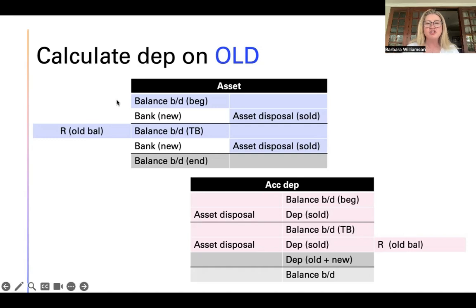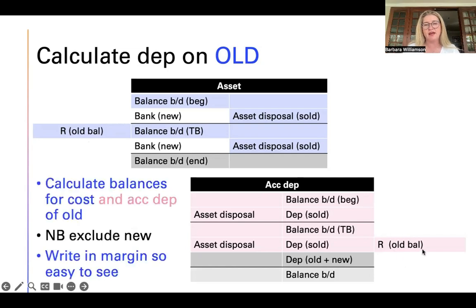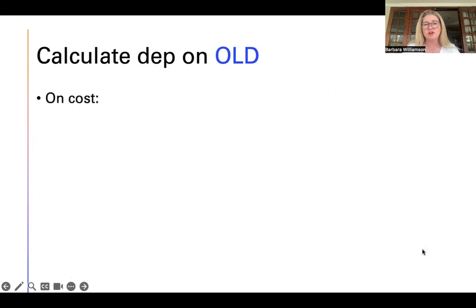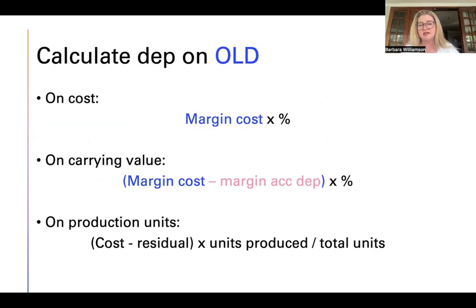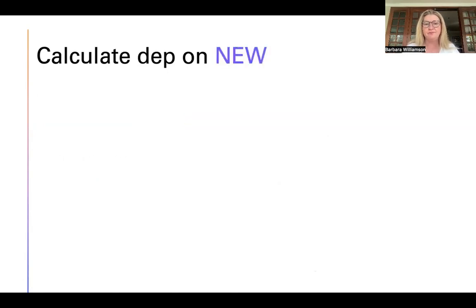But once you've got your margin figures, somehow suddenly it's a lot less confusing, because now you can just take your margin figure over there. If it's on carrying value, subtract your margin ACDEP and then calculate the depreciation from that. So this is how it's going to look. If you're working on cost, it'll be just your margin cost by the percentage. If you're on carrying value, it'll obviously be just the margin cost less the margin ACDEP times the percentage. On production units, it's exactly the same formula, nothing changes. But again, it would be the margin cost of the items that you've actually still got there.